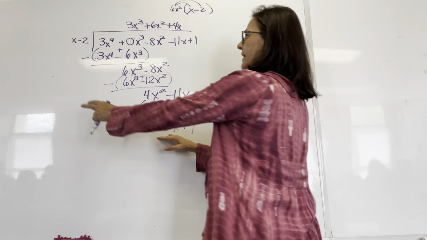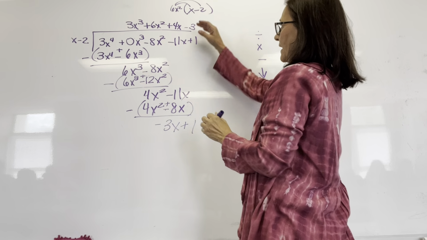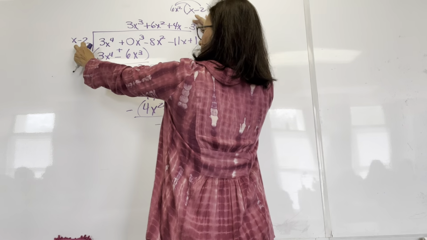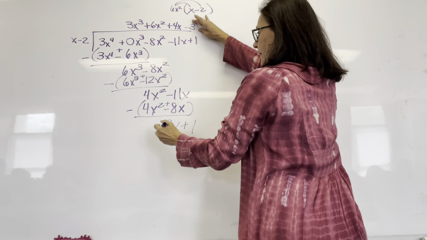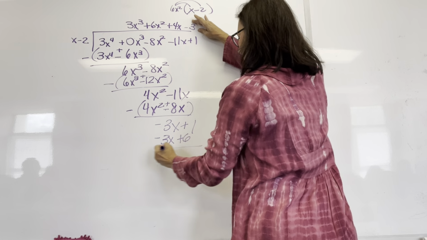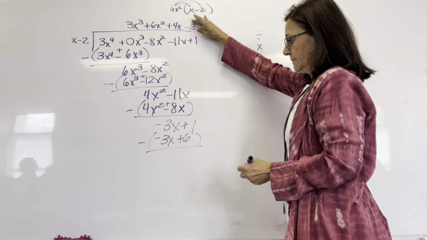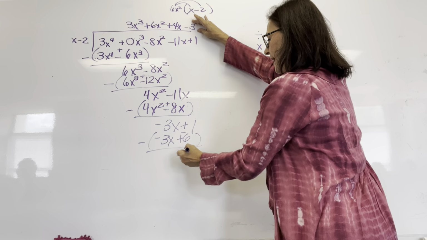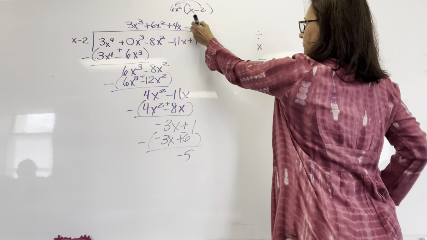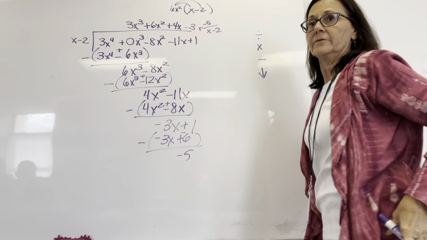Then it's negative 3x divided by x, which is negative 3. Then I distribute the negative 3 to the binomial, x minus 2. So it's negative 3x plus 6. I subtract. It's negative 5. That's my remainder. So I have a remainder of negative 5 over x minus 2.